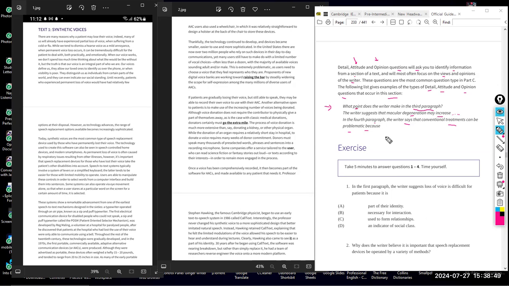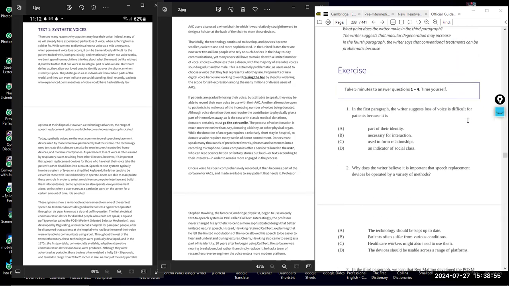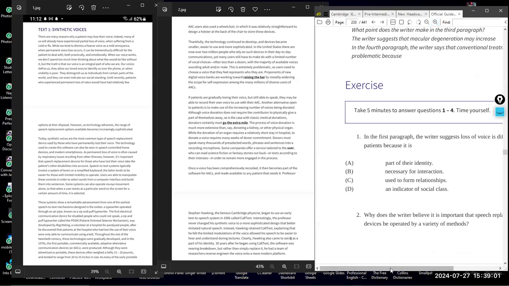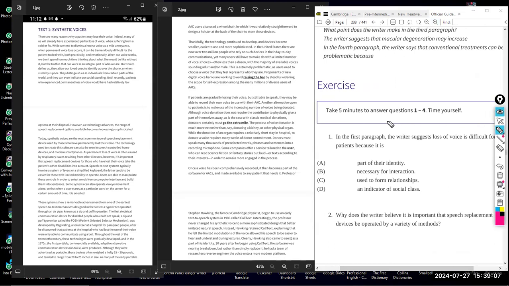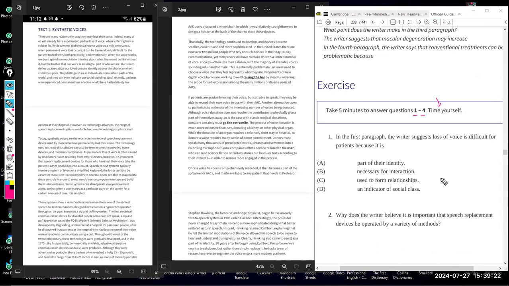So I think it's the time to practice. Let's practice. And absolutely, the questions are going to be the same as the passages that I'm showing right now. But let me try again to zoom in. Maybe it's going to be better. Yes, it is. Okay, so let's take 5 minutes to answer questions from 1 to 4. Absolutely, it's really important to time ourselves. But because we are practicing, I'm not going to specify a certain amount of time for you.